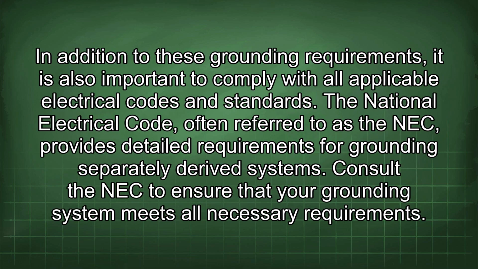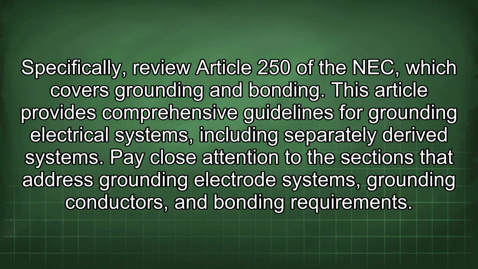In addition to these grounding requirements, it is also important to comply with all applicable electrical codes and standards. The National Electrical Code, often referred to as the NEC, provides detailed requirements for grounding separately derived systems. Consult the NEC to ensure that your grounding system meets all necessary requirements. Specifically, review Article 250 of the NEC, which covers grounding and bonding. This article provides comprehensive guidelines for grounding electrical systems, including separately derived systems. Pay close attention to the sections that address grounding electrode systems, grounding conductors, and bonding requirements.